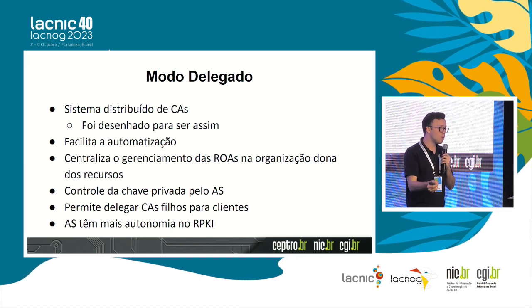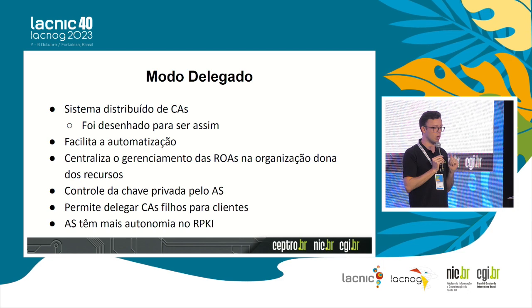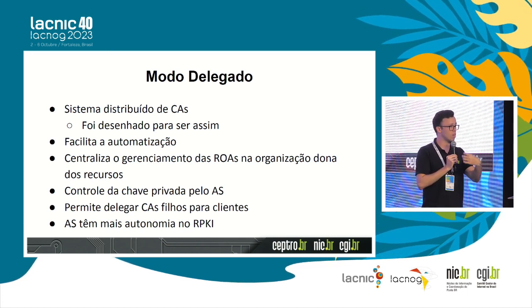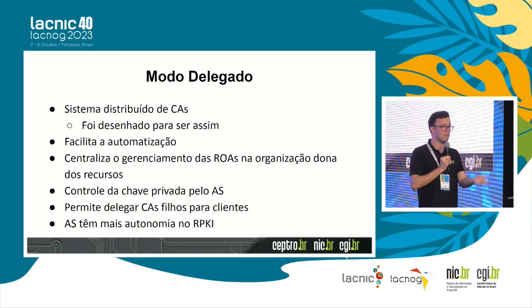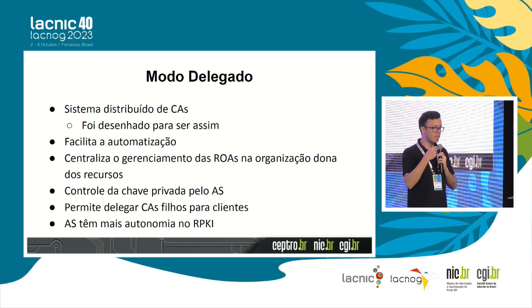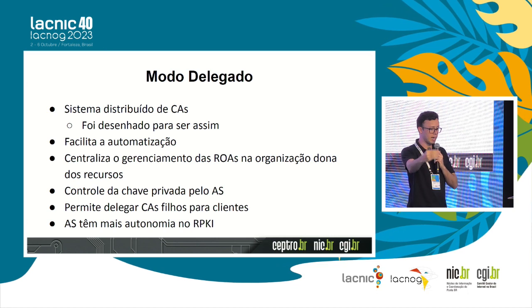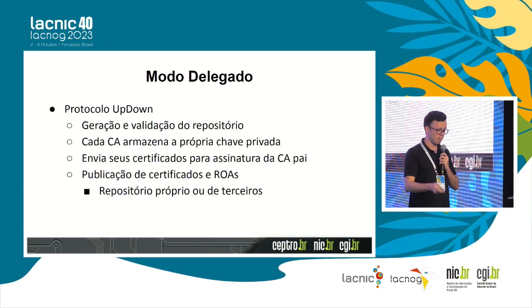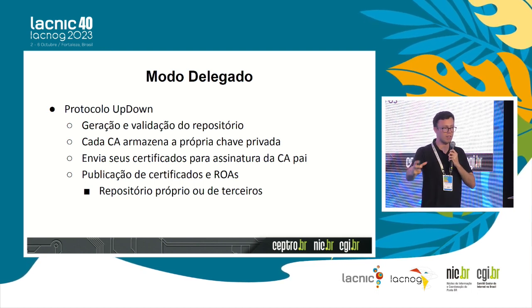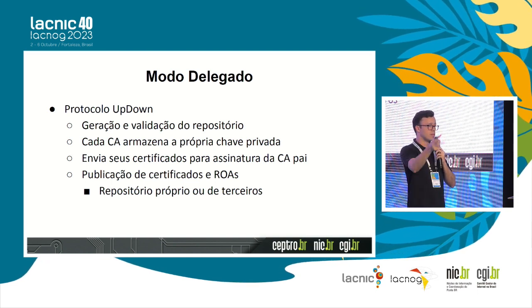So as I was saying, we have the delegated mode. This is the one we use in Brazil. This facilitates automation. It allows us to work with some scripts and to speak directly with Krill through the commands. It centralizes management of the ROAs within the owner organization of these resources. So we need to have a server where Krill is being executed in order to publish the ROAs. All this is under its own administration. You will need to have your own private key. And as I mentioned before, if you are an entity that delegates resources to your own clients, then you will have the capacity of delegating the certifying authority to your certificates in order for them to manage their own RPKI. As I say, the delegated mode has the communication with NIC.br through this up-down protocol. This is all through the up-down protocol.